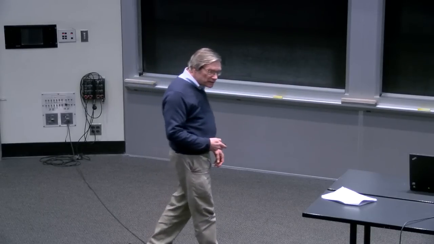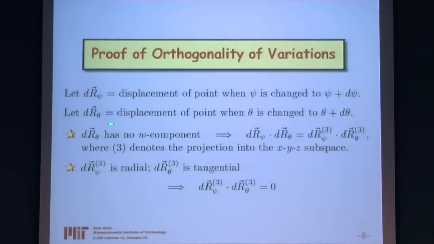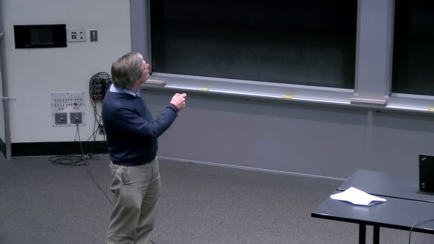To prove this orthogonality, which is crucial for believing that result, I gave an argument last time, and I'll outline it again on the slides here. We can consider the two displacement vectors that we're trying to show to be orthogonal. dr sub psi is a four-dimensional vector which represents the displacement of the point being described by these coordinates when psi is changed to psi plus d psi, an infinitesimal change in the psi coordinate. Similarly, I'm going to let dr sub theta be the displacement vector that the point described by these coordinates undergoes when theta is varied by an infinitesimal amount, d theta. And what we're trying to show is that these two are orthogonal to each other.